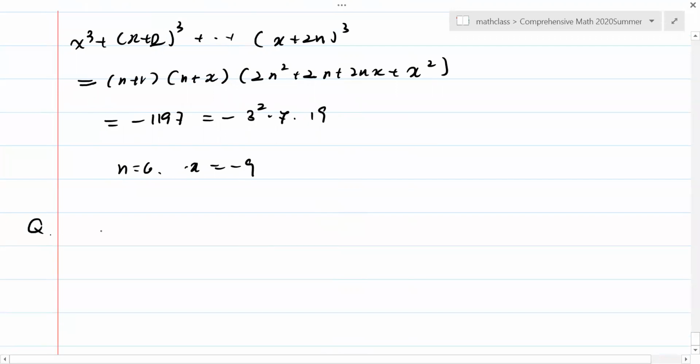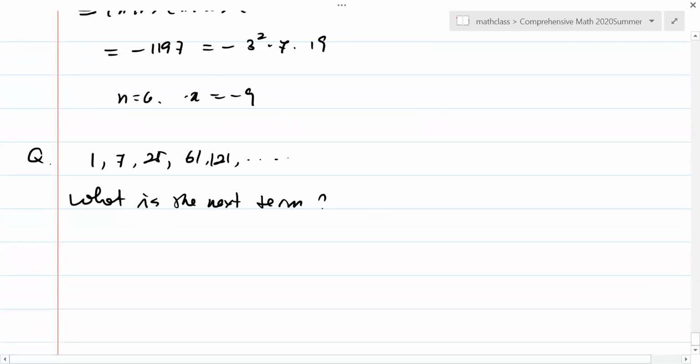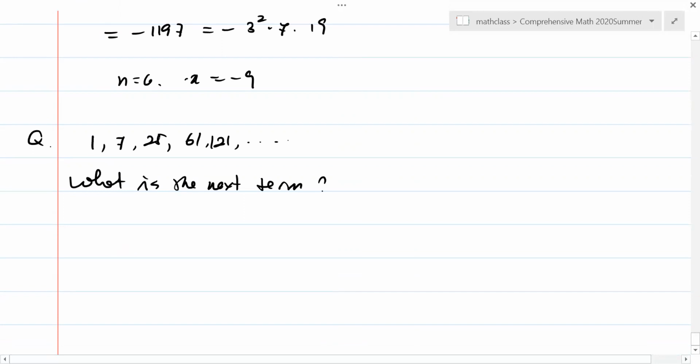Okay, for example, given 1, 7, 25, 61, 121. What is the next term? This is a very typical problem. What is the next term? The way you do it is you take a difference, right? And then you take a difference, and the nth term will be, right?